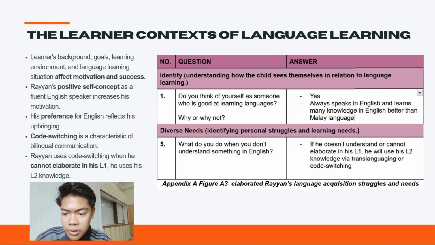So now we move on to the learner context of language learning. Now, considering the elements that can affect learners' motivation, methods, and successes, such as their background, goals, learning environment, and the particular language learning circumstances. Now, the learner's reaction supports the viewpoint of this pink colored table regarding the ways in which motivation and successes are influenced by background, goals, learning environment, and also particular language learning situations.